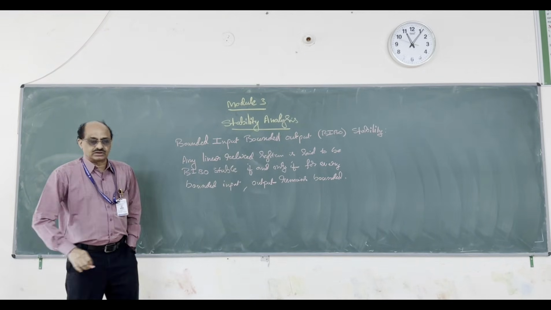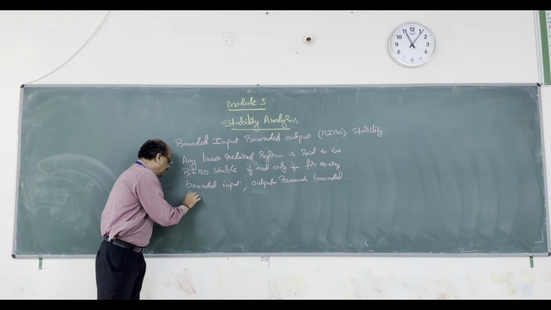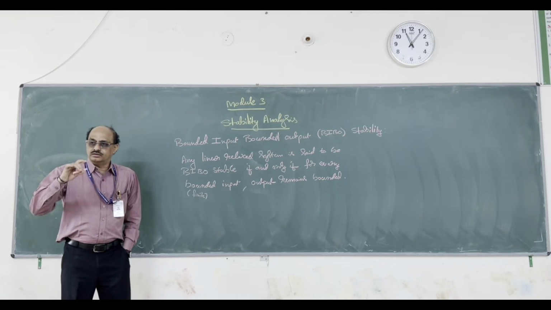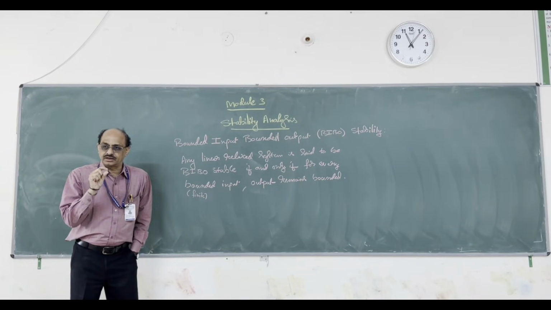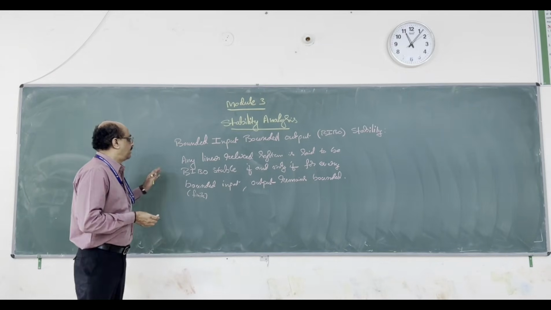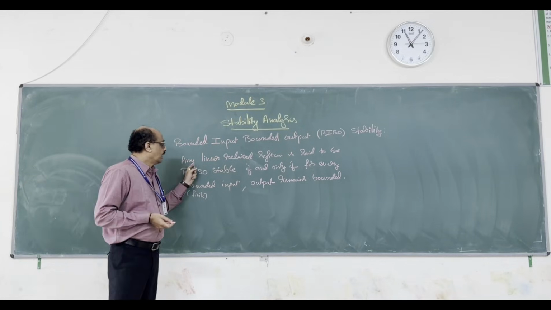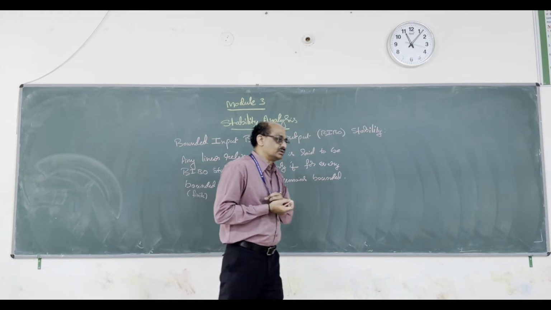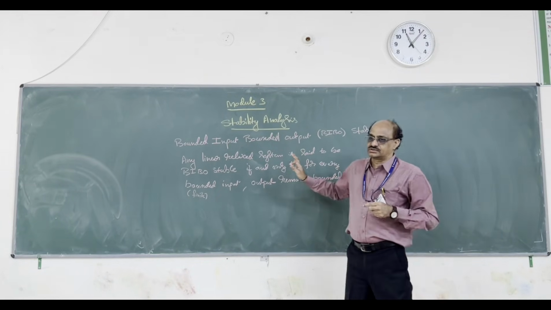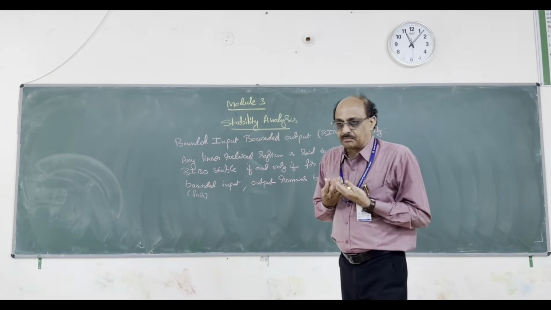Remains bounded is the definition of bounded input, bounded output. Bounded means finite. When I apply an input of finite magnitude, the output must be finite. That is what we mean by bounded input, bounded output stability of the system. A linear relaxed system means the initial condition is equal to 0, and with the initial condition equal to 0, we are checking the stability of that system.